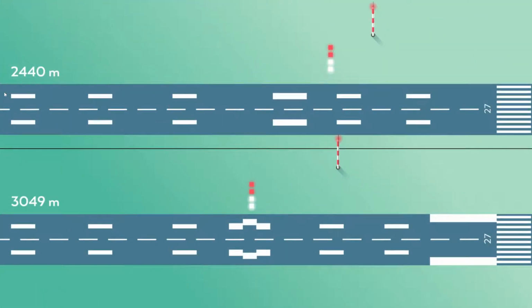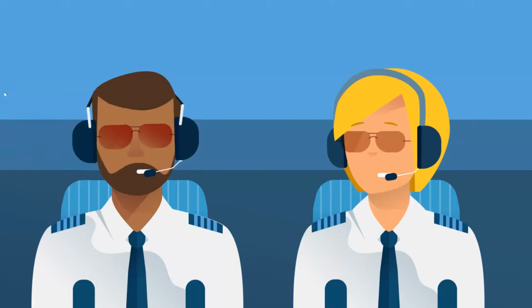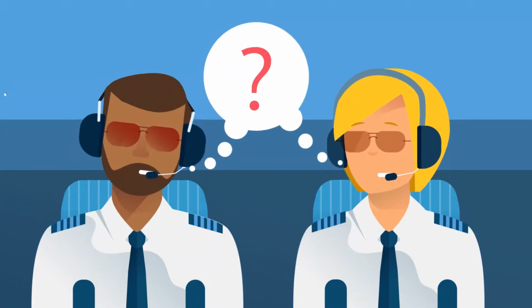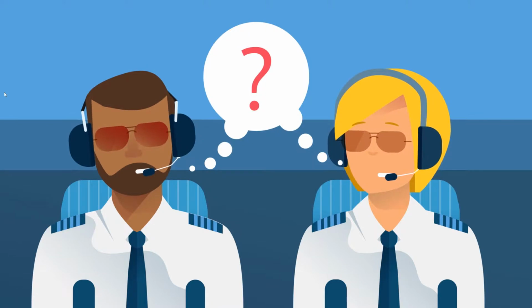Let's compare two runways. They have quite a few differences. If you don't anticipate and manage these differences, it can have a negative impact on approach and landing. So how do we ensure compliant and stable approaches and mitigate runway excursions?